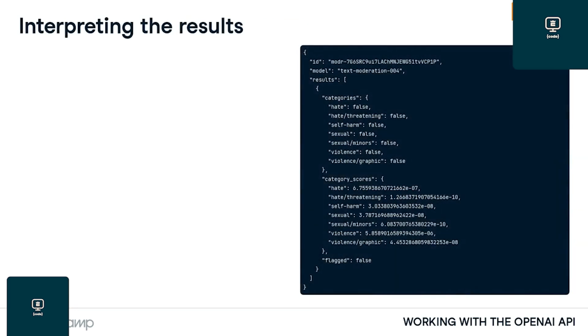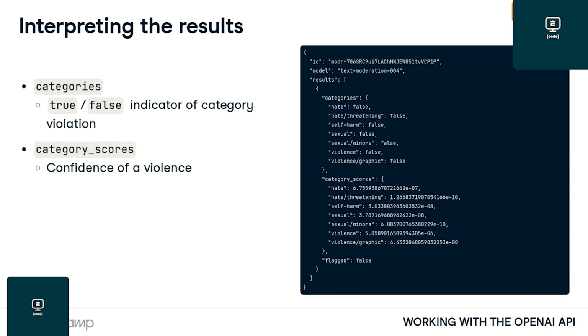Like other endpoints, the response is still a JSON and contains three useful indicators: categories, representing whether the model believed that the statement violated a particular category; category scores, an indicator of the model's confidence of a violation; and finally, flagged, whether it believes the terms of use have been violated in any way.